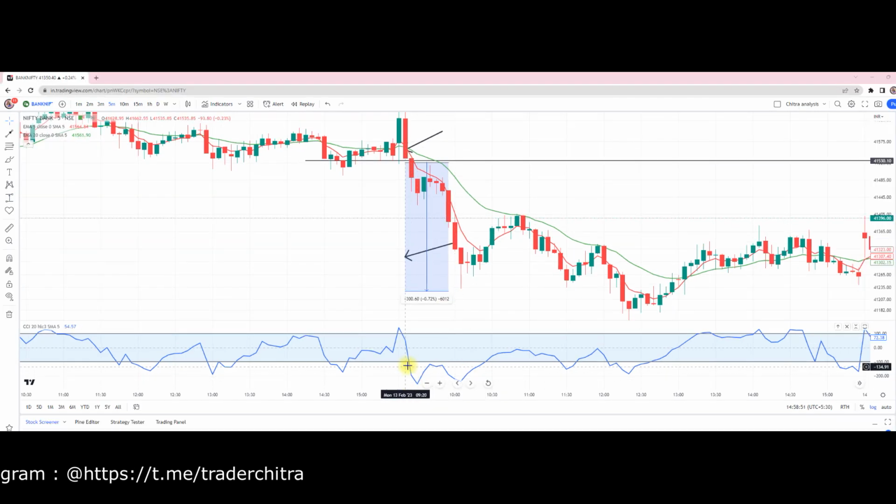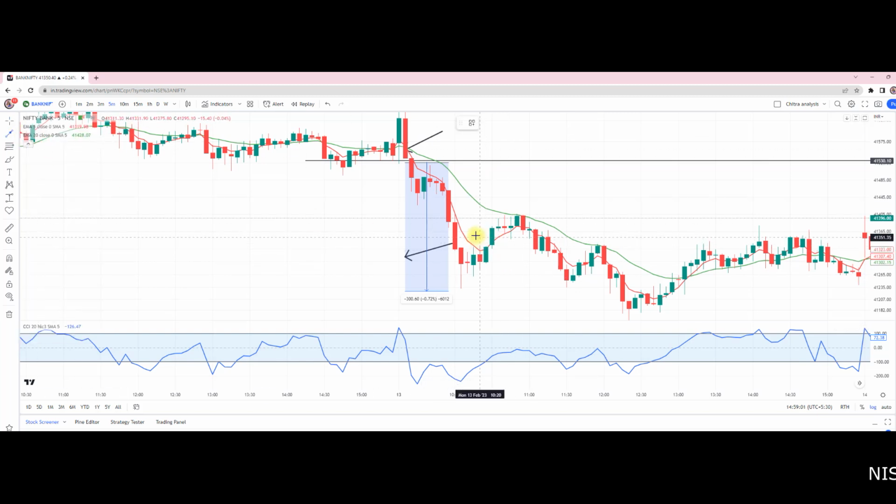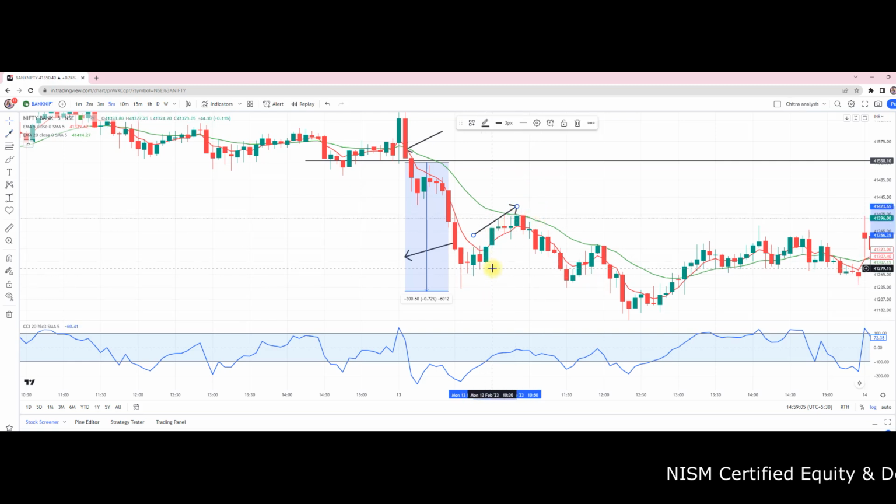After this, what happened? CCI came below minus 100. If the CCI is going up from minus 100, we will look for long trade. But here we will not look for long trade. Why? Because we didn't get any bullish crossover for entry into the long trade. So we'll avoid this long trade.